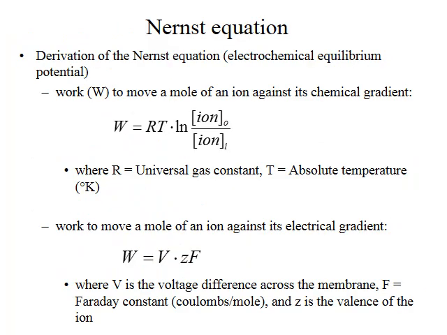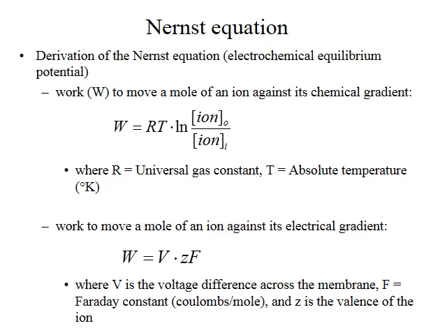It would be useful if we had an equation that could tell us what the equilibrium potential for an ion is based on the chemical gradient of that ion across the cell membrane. And indeed, such an equation exists. It's called the Nernst equation, and I'd like to take you through an abbreviated derivation of the Nernst equation.